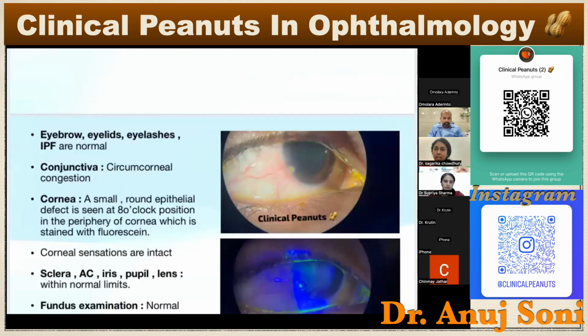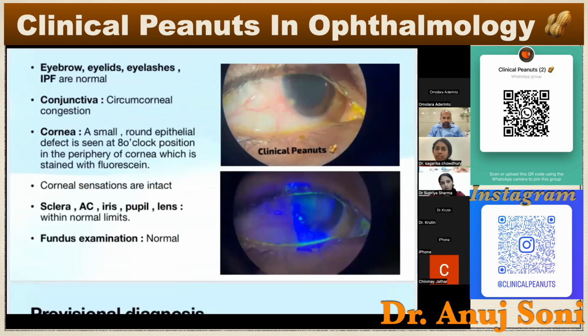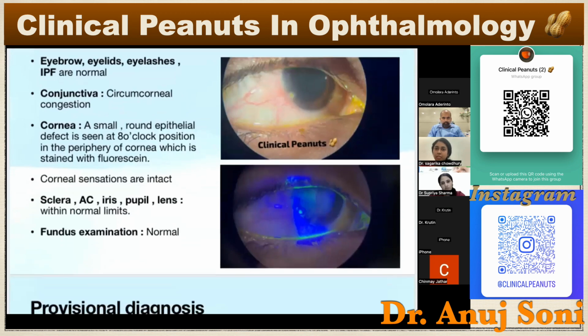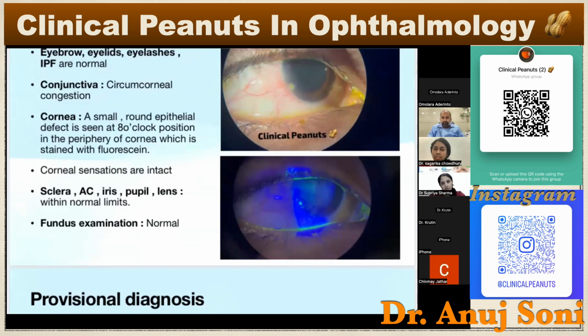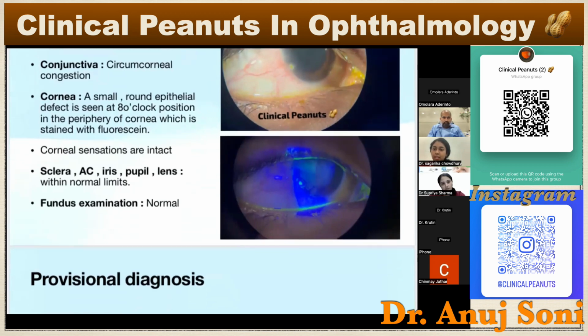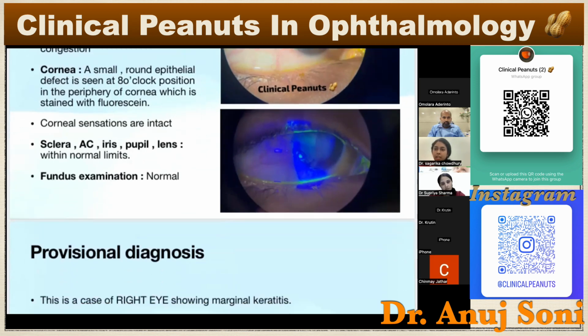On ocular examination, the eyebrow, eyelids and eyelashes and interpalpebral fissure are normal. Conjunctiva, circumcorneal congestion is seen. In cornea, there is a small round epithelial defect at 8 o'clock position in the periphery of the cornea, which is stained with fluorescein. The corneal sensations are intact. Sclera, anterior chamber, iris, pupil, and lens are within normal limits, and fundus is also normal.